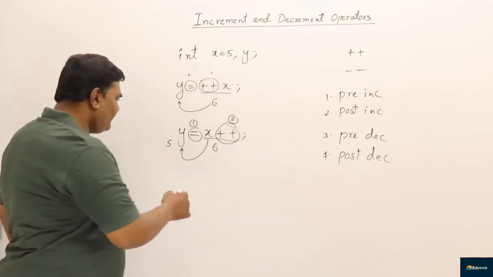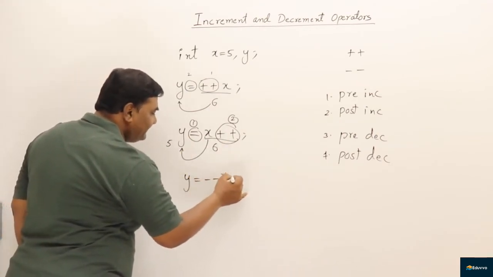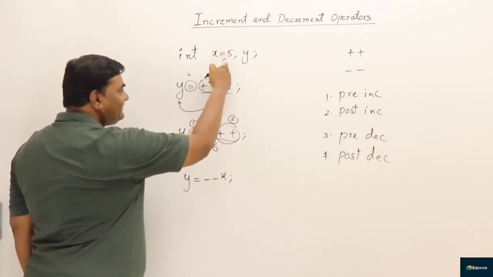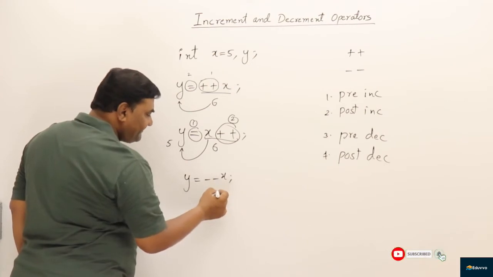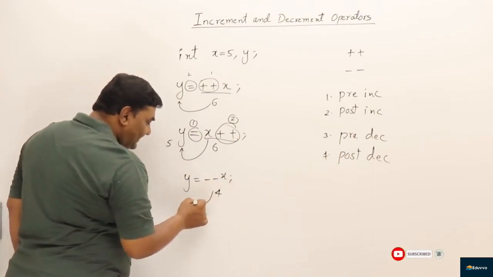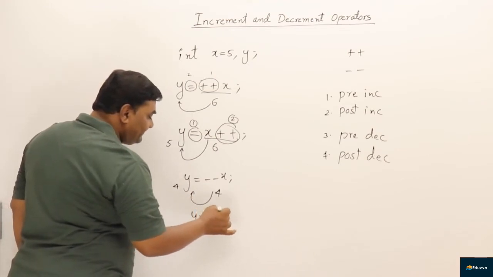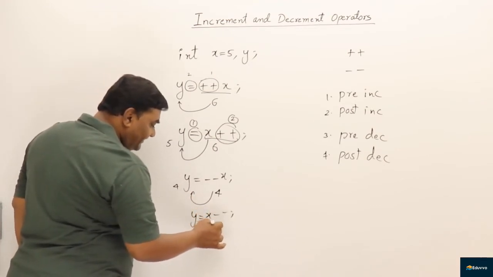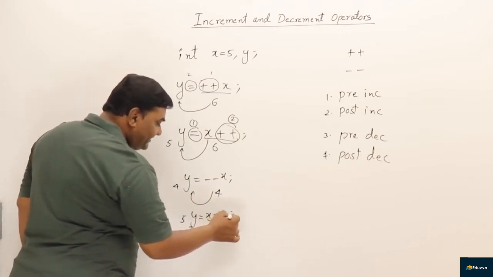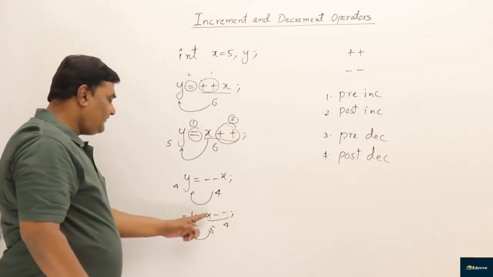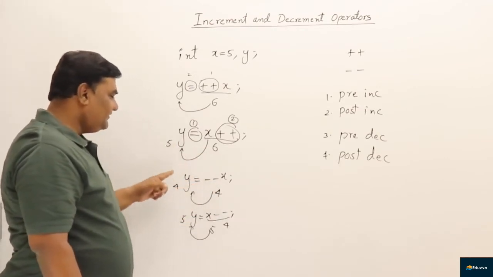Now similarly for y = --x, if I consider the value of x as 5 only, then first the value of x is changed to 4 and that 4 is stored in y. And if I write y = x--, then the value of x, that is 5, is stored in y, then x is changed to 4. So first the value of x is used, then it is decremented. Here first it is decremented, then the value is used.